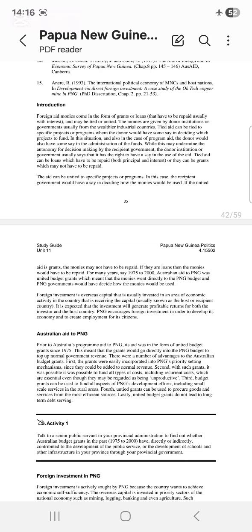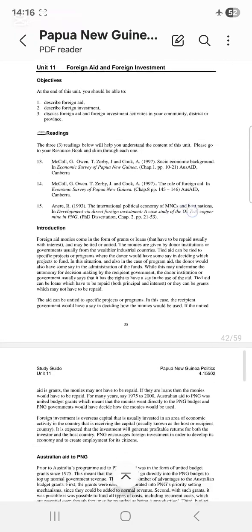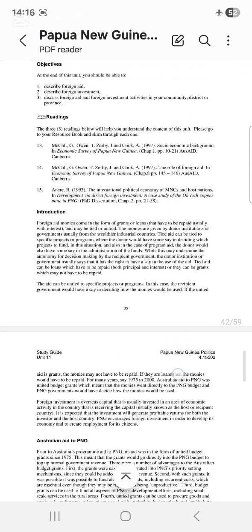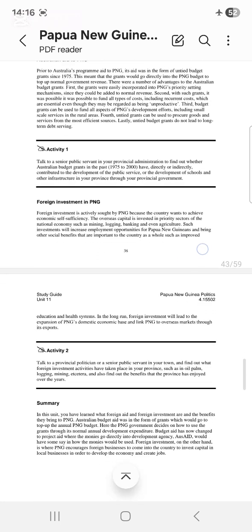So, in describing what foreign aid is: money in the form of grants and loans, number one definition, and number two is foreign aid can be tied and untied. And the examples are given there. So that we check the first objective here, to describe what foreign aid is. Now let's look at the second objective, describe what foreign investment is.